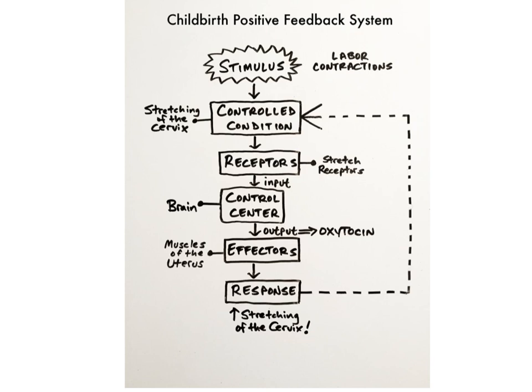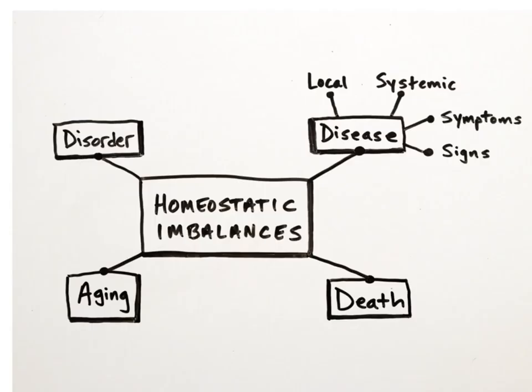Some other examples of positive feedback systems include the blood clotting reactions that stop blood loss and the inflammation response of the body's immune system. A healthy body is one where all of the homeostatic mechanisms are working efficiently and all of the body's controlled conditions are maintained within their normal ranges.